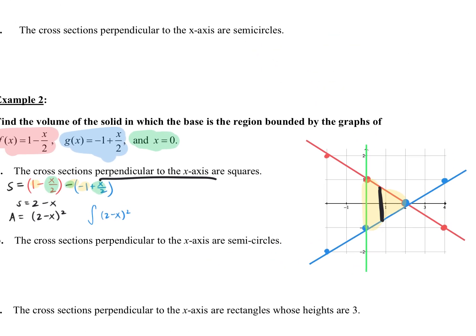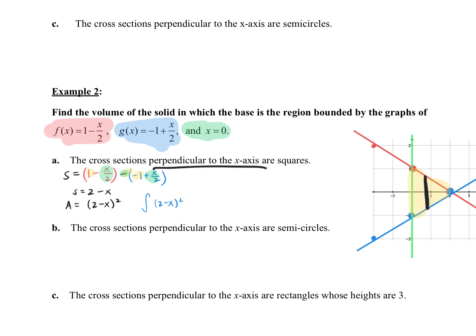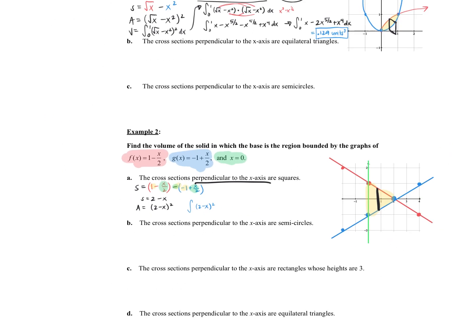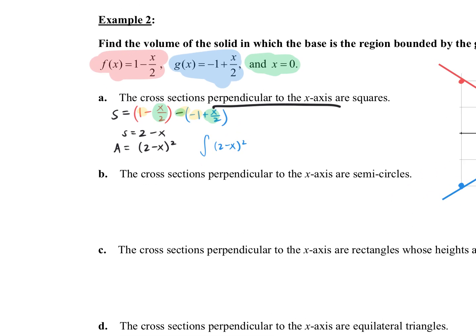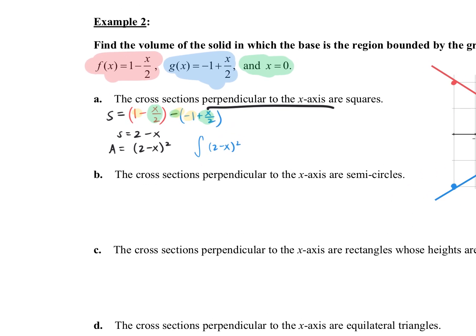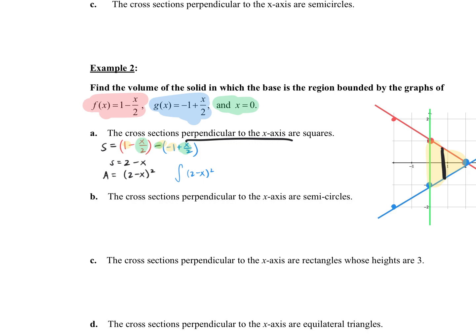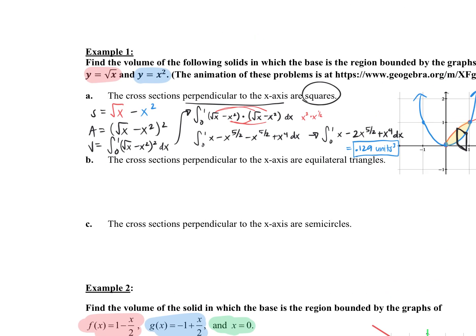This was from last class. Last class we found the cross-sections perpendicular to the x-axis were squares. Why didn't we finish this example? We finished example A and C, right? Okay, that was weird. Oh, wait. I meant to do example 1 first. So let's do example B from example 1, okay?